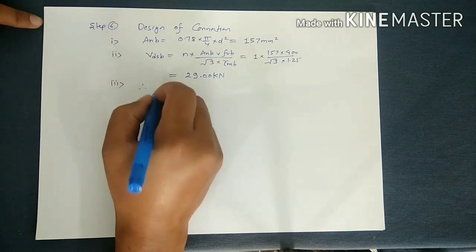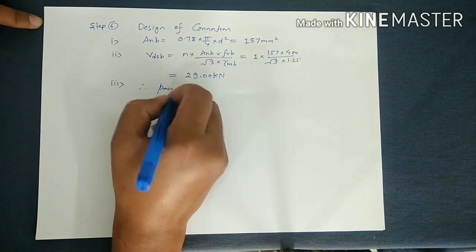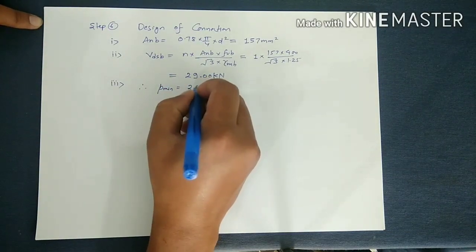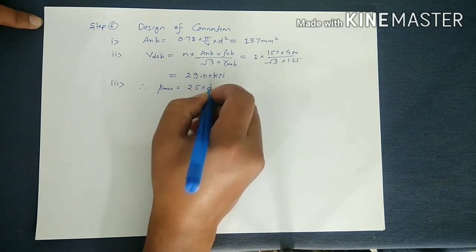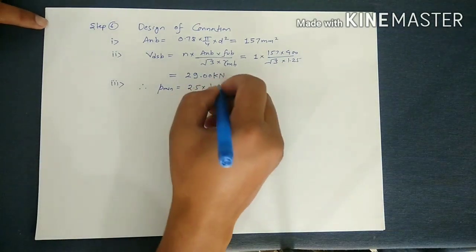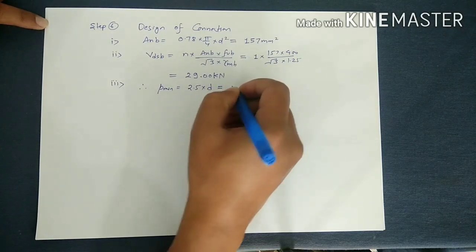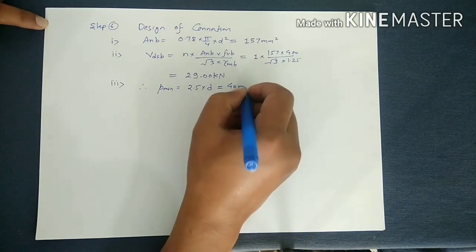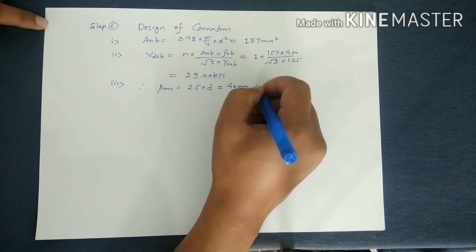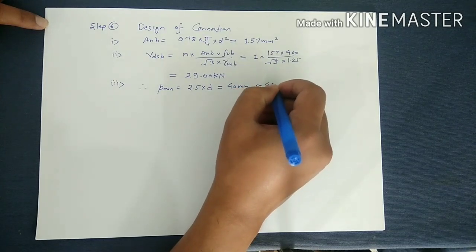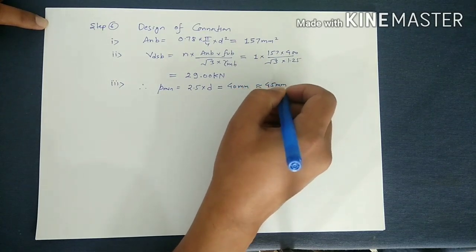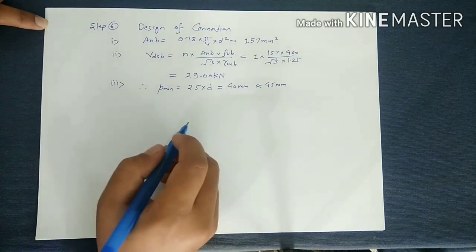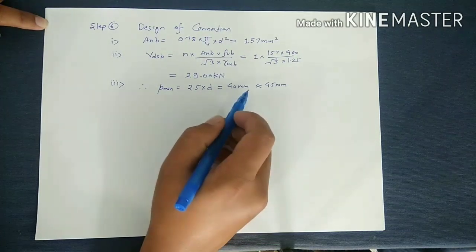Therefore, P minimum is equal to 2.5 times the diameter of the bolt. So it is coming 40 mm. So I am assuming this value to be 45 mm. You can assume as per your wish, but it should not vary much.